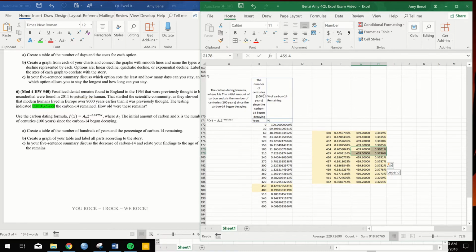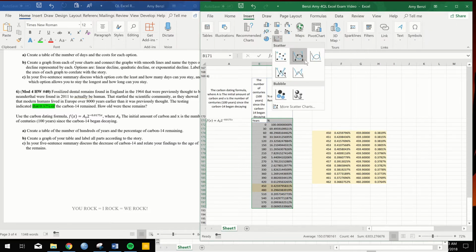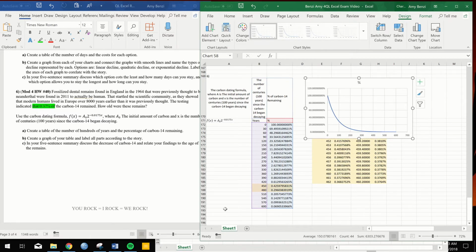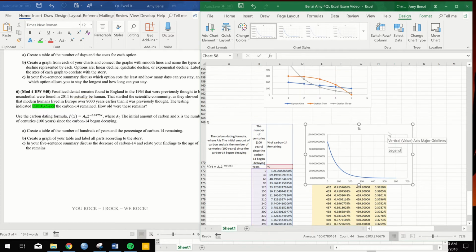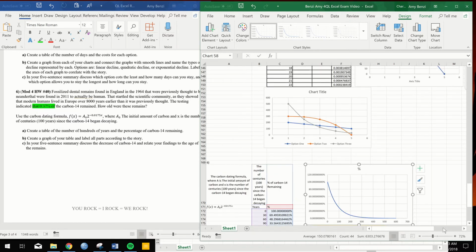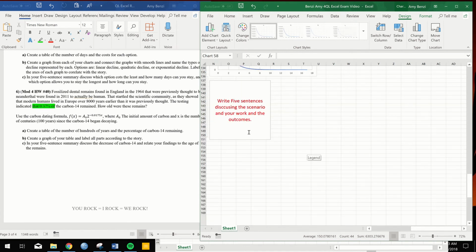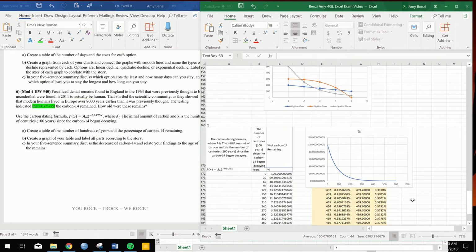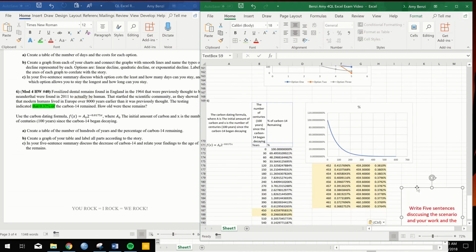All right, so let's keep rolling here. I want to now create a graph. So I'm just going to select this, insert a chart. And of course, I want you guys to name your chart. And then of course, I want you to insert a text box to discuss your scenario here. All right, label everything. Make it colorful, make it pretty, make it yours. Take pride in your work.